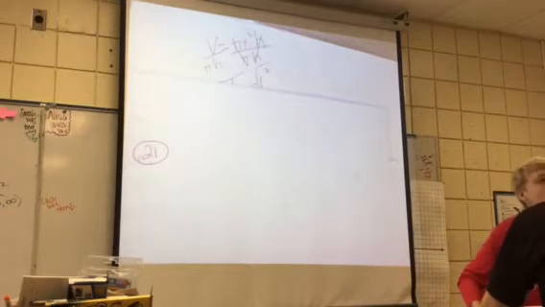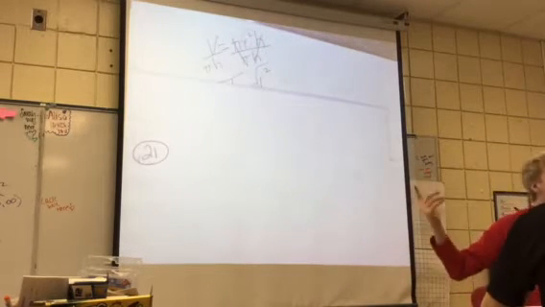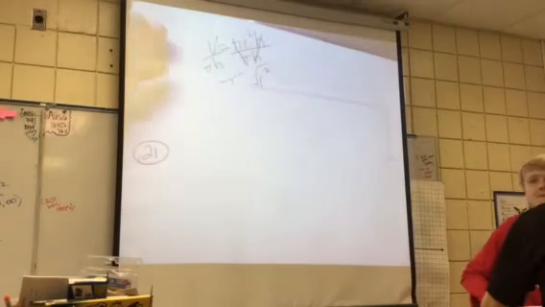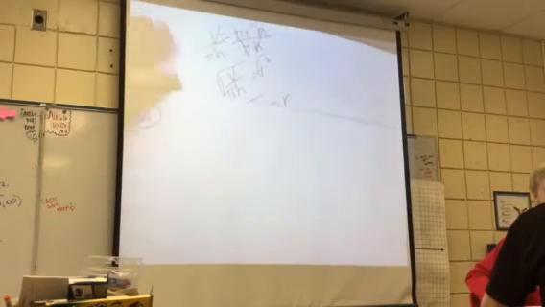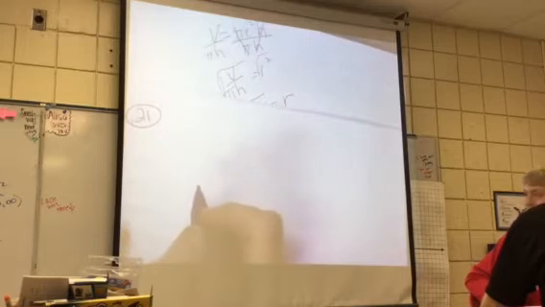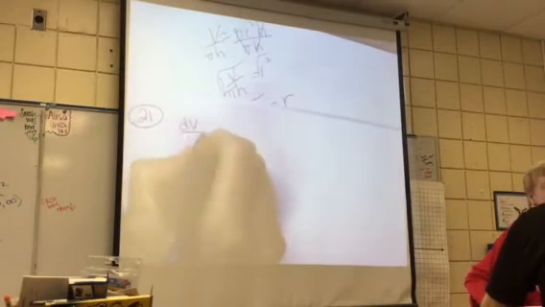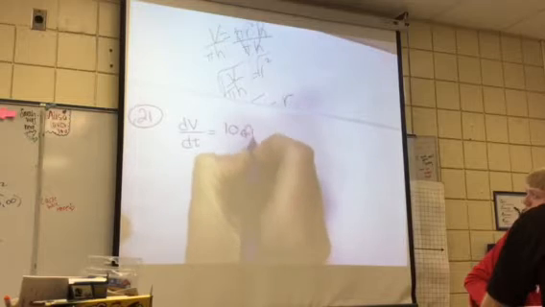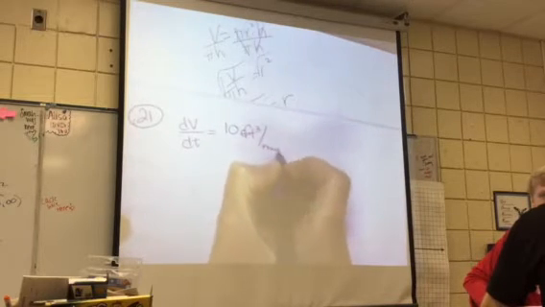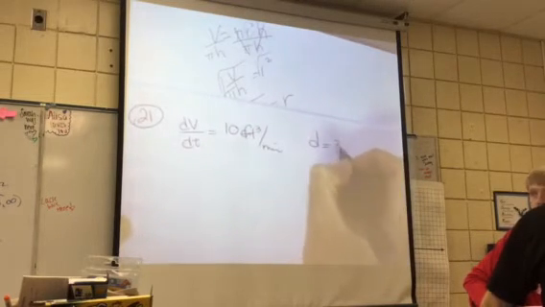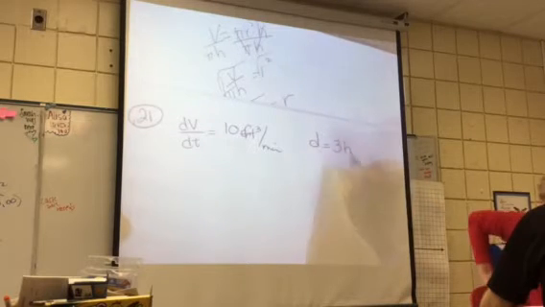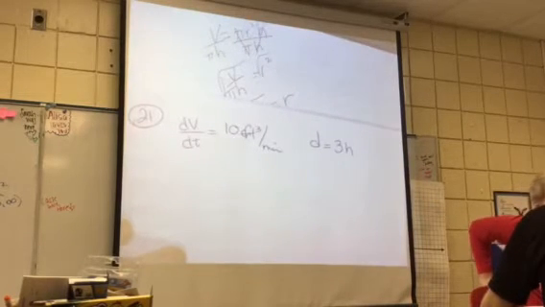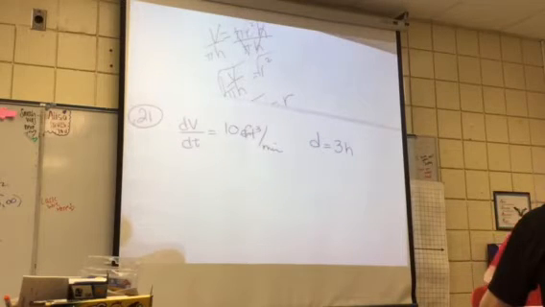Alright, at a sand and gravel plant, sand is falling off of a conveyor belt and onto a conical pile at a rate of 10 cubic feet per minute. The diameter of the base of the cone is approximately 3 times the altitude. At what rate is the height of the pile changing when the pile is 15 feet high? Would you say the diameter is 3 times the altitude? Yes. Okay? So the diameter is 3 times the altitude.